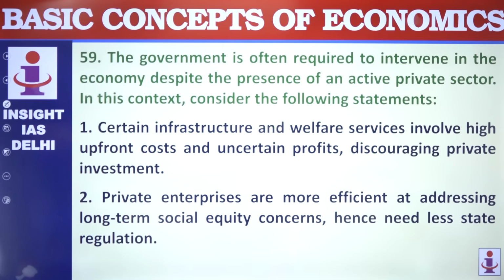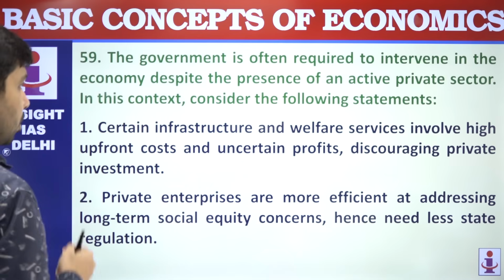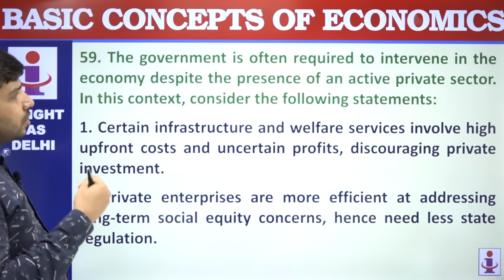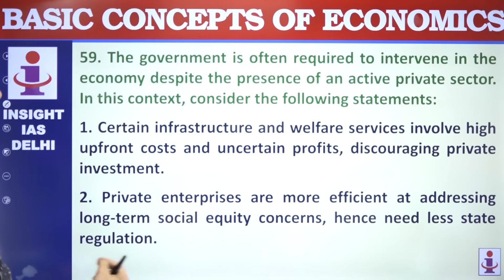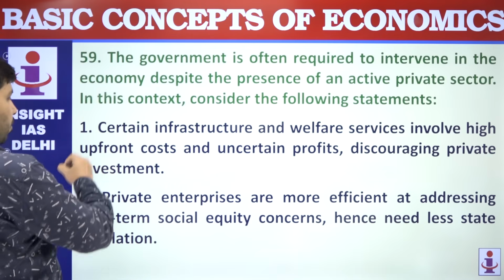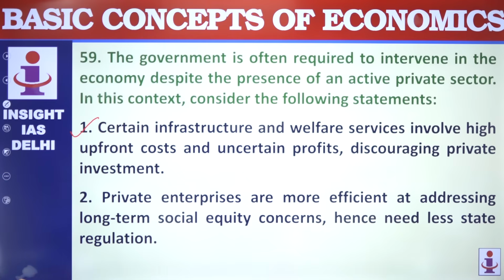Next, question 59. The government is often required to intervene in the economy despite the presence of an active private sector. Certain infrastructure and welfare services involve high upfront cost and uncertain profits, discouraging private investment. This is a correct situation when the government can intervene.